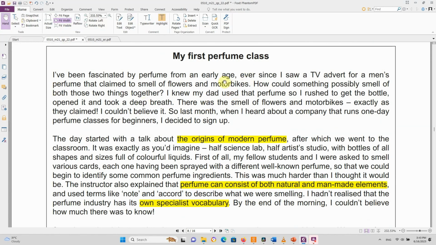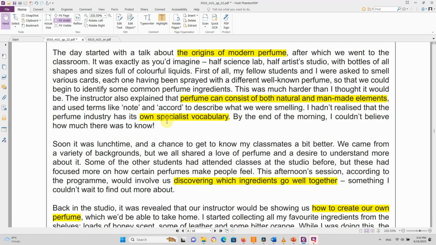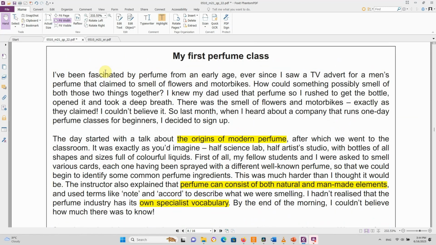My first perfume class. I've been fascinated by perfume from an early age ever since I saw a TV advert for a men's perfume that claimed to smell of flowers and motorbikes. How could something possibly smell of both those things together? I knew my dad used that perfume, so I rushed to get the bottle, opened it, and took a deep breath. There was the smell of flowers and motorbikes exactly as they claimed. I couldn't believe it. So last month, when I heard about a company that runs one-day perfume classes for beginners, I decided to sign up.